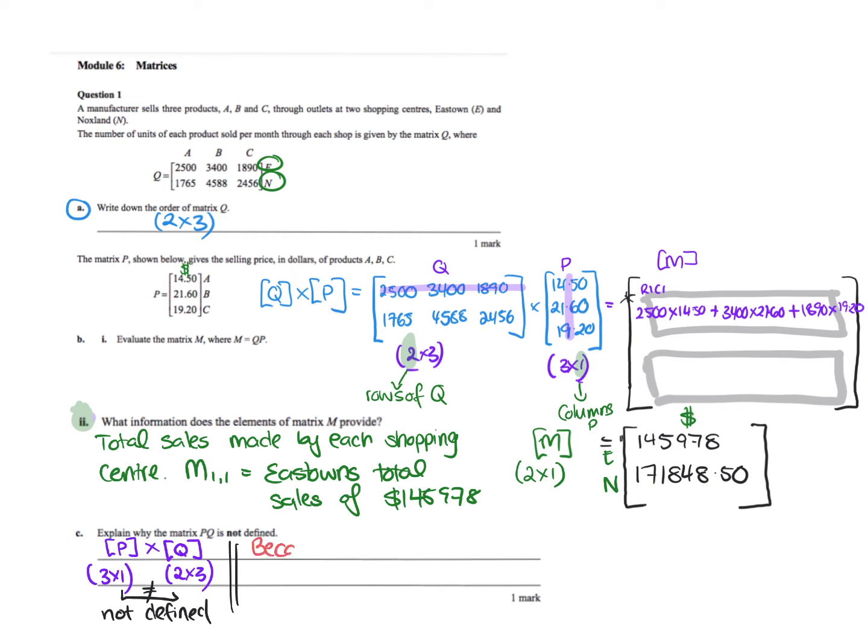Because the number of columns in P, the first one, does not equal the number of rows in Q. Okay? You have to write it out in words.